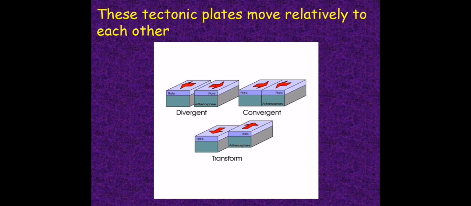These tectonic plates move relative to each other. Here you can see they move divergently, they move convergently, and they move transformly. The arrowheads show their directions of moving.